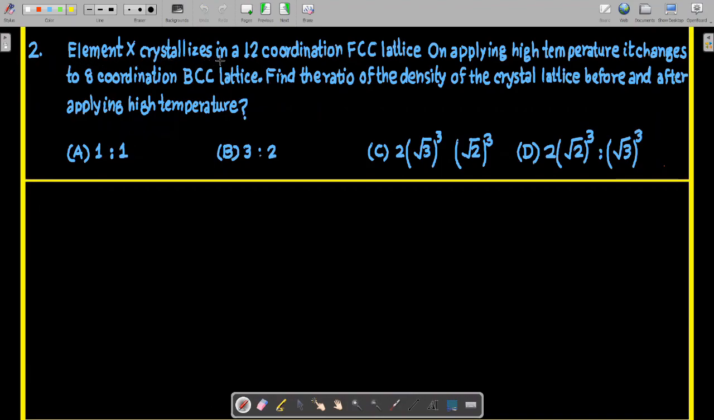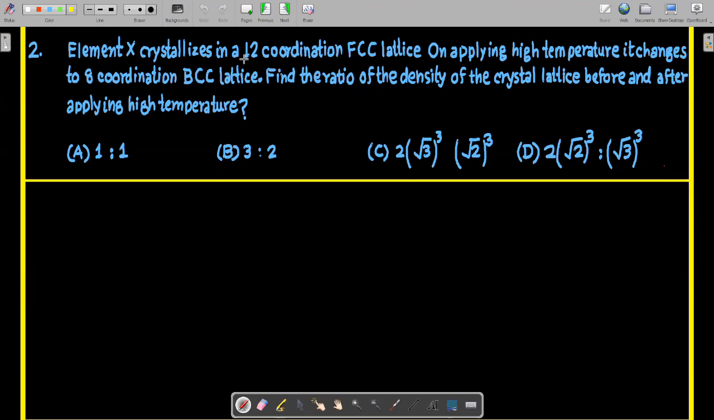Element X crystallizes in a 12 coordination FCC lattice. On applying high temperature, it changes to coordination number 8. We have discussed that if we are applying pressure, coordination number will increase. If we heat the substance, particles will go away, coordination number will decrease. So here on heating the substance, the coordination number will decrease from 12 to 8.